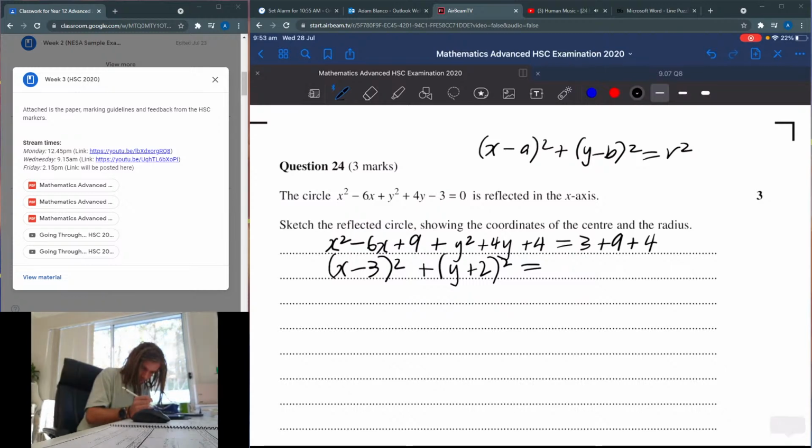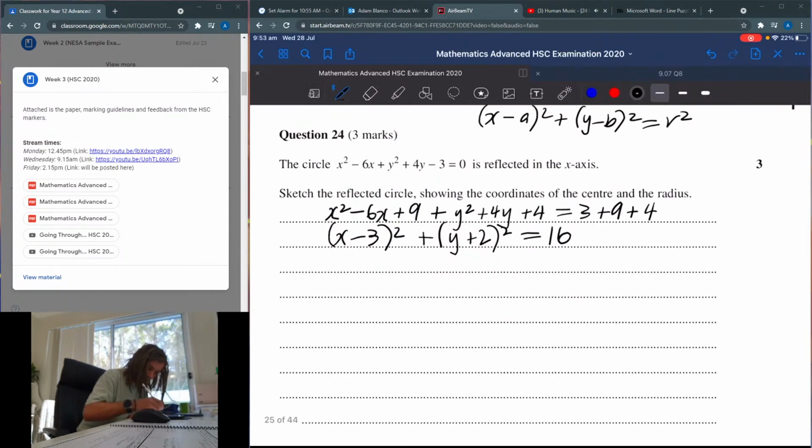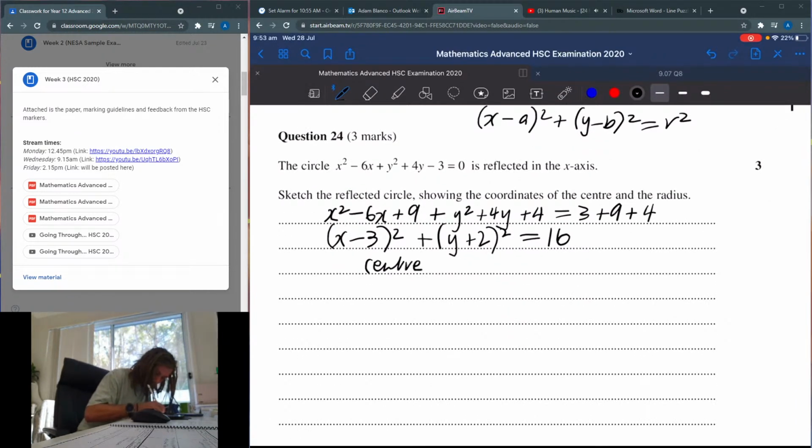I can't add numbers. 16. Okay, so the center, say for the sketch, is at 3, minus 2, and the radius is the square root of 16, which is 4.